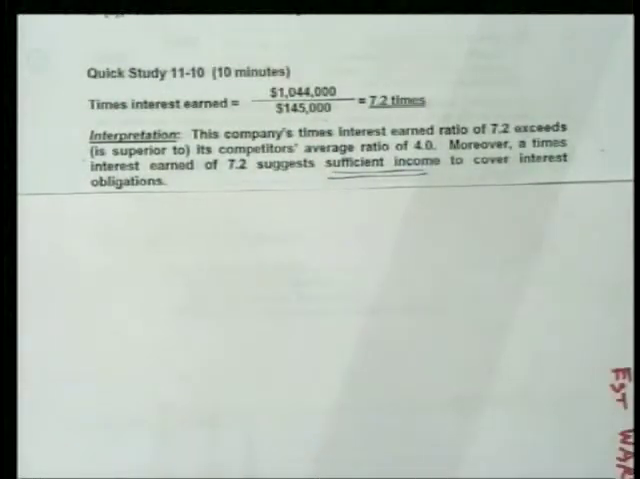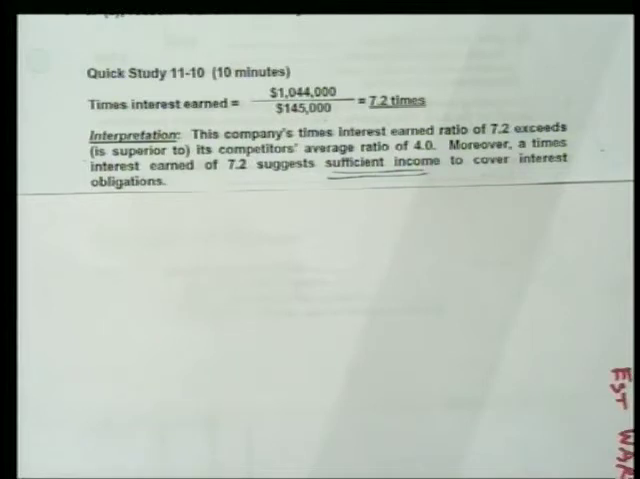Okay, the answer to this is up there. First of all, look at the computation of TIE. And as you can see, this is a ratio that, all things being equal, you'd rather have it be high. 7.2 is pretty healthy. Competitors are only about 4.0. So this would suggest that we do have sufficient income to cover that interest liability. Okay?